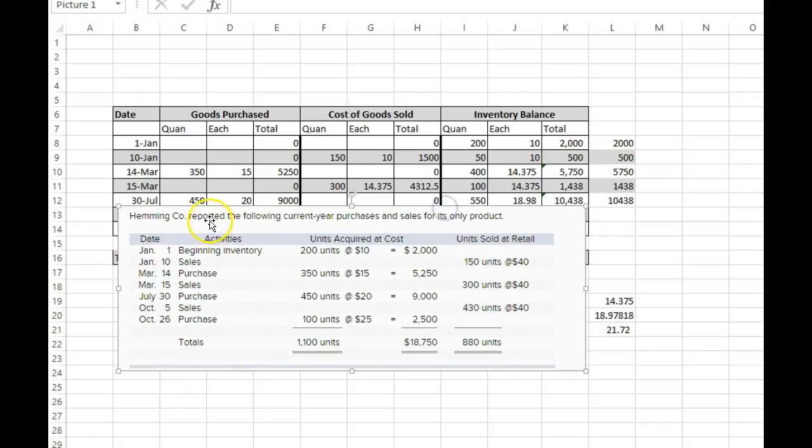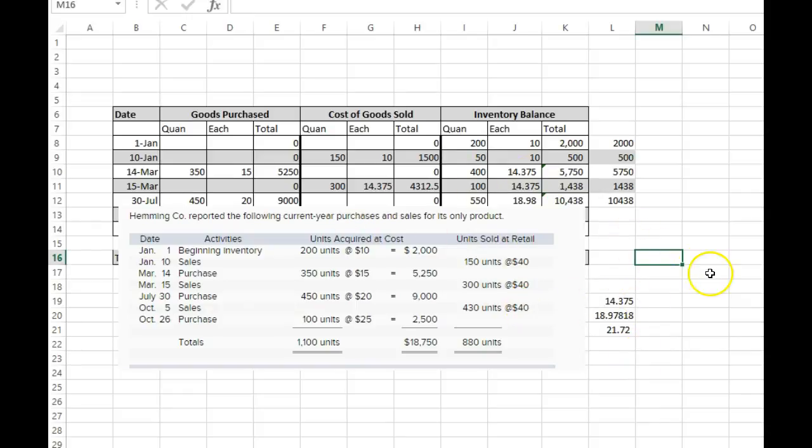Okay, so on the 30th, we buy 450 at 20, and they cost $9,000. So again, let's add this together. Take 100 and add the 450, come up with 550. I take the 9,000 and add it to the 1,438 and come up with 10,438. So what is the per unit cost? Well, I divide 550 into the 10,438 and come up with $18.98.